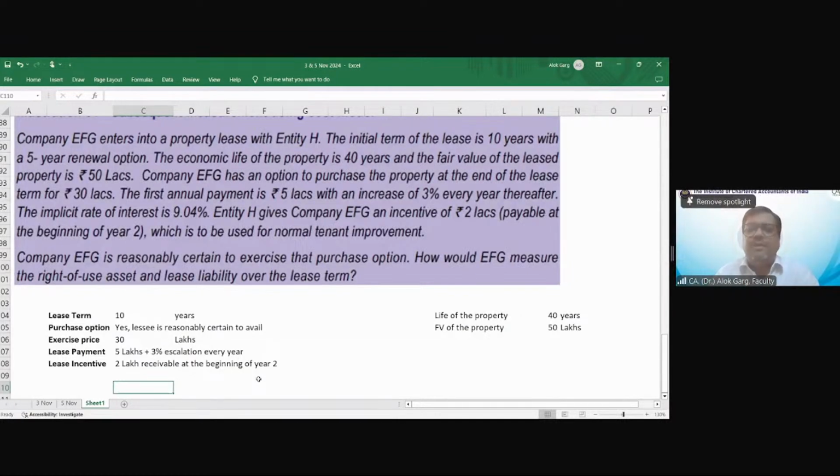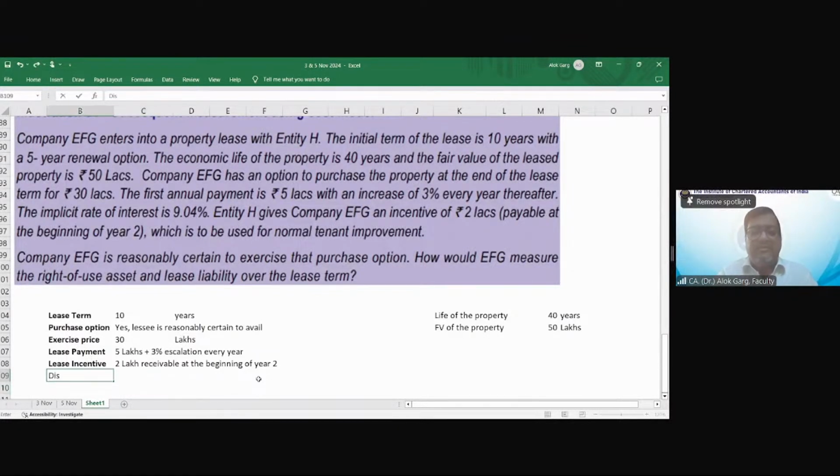So what happened, Pooja? In the earlier module, the solution was as per the beginning of the year, advance rental. Then it was clarified in the new module that it has to be advance. Even though it has not been written, you have to consider this as a beginning of the year or advance. Why? Because incentive is also received by the lessee at the beginning of the year, right?